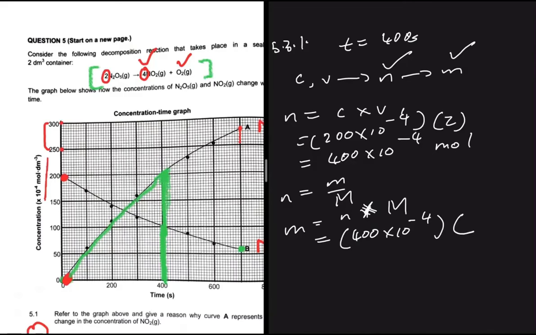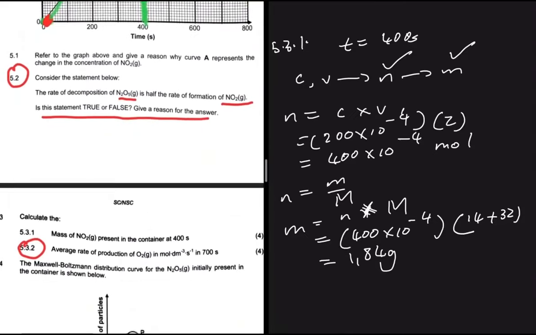The molar mass of N, nitrogen, is 14, and the molar mass of O2 is 32. Now we are multiplying those two numbers we have right there. Let me just do that real quick and see what I get. So 14 plus 32 multiplied by 400 times 10 to the minus 4, I'm getting 1.84 grams. So that is the mass we have at T equals 400 seconds. It's actually supposed to be 1.84 grams.